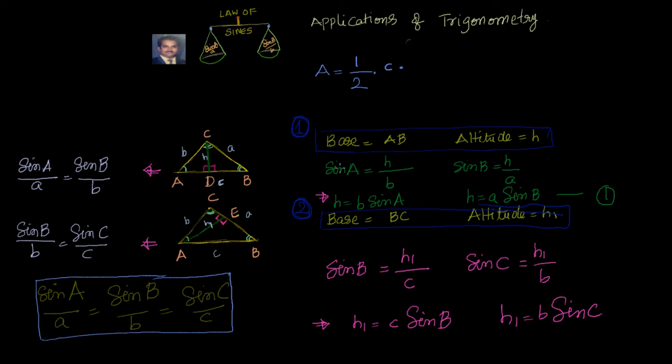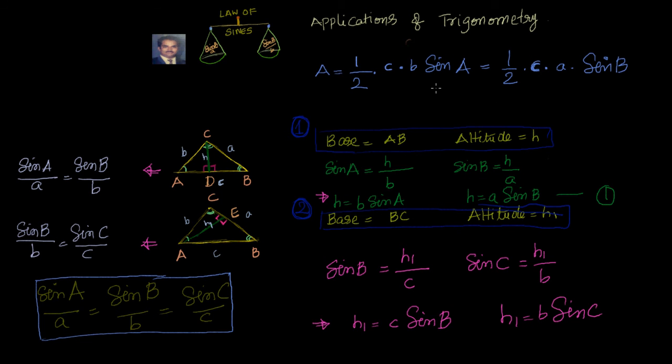What is h? h is nothing but b into sine A, or also I can write it as half into c into small a sin B. So to simplify, the area of the triangle can be found out by half AB sin C or half BC sin A or half CA sin B. That means if I know two sides of a triangle and the angle between them, I can find out the area of the triangle.